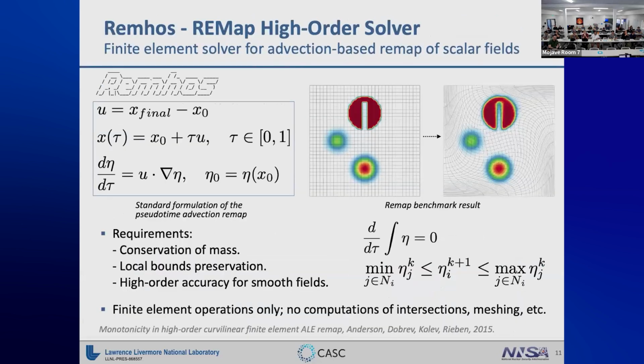All right, so moving to Remus. Remus is a pure remap miniapp. It's based on pseudo-time advection. So we have two meshes, a solution on the first mesh, and you want to move the solution. You can define a PDE to do that. Some requirements: you must conserve mass, you must conserve local bounds, and it must be accurate. Again, high order finite elements, no geometry, and so on.